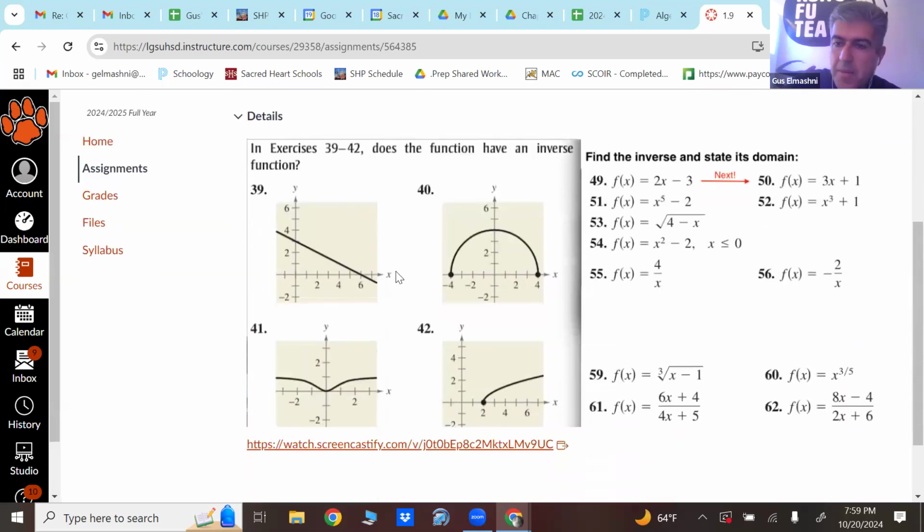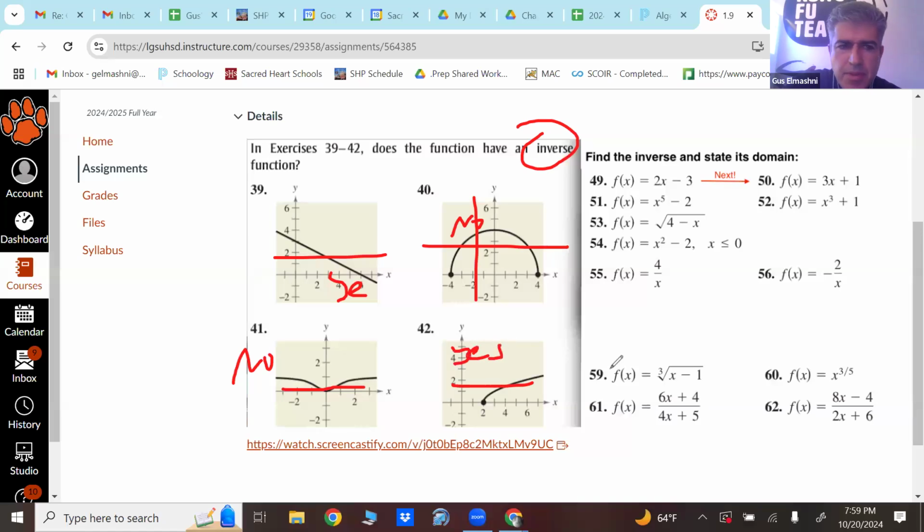Oh, wait, inverse. Yeah, there you go. Yeah, definitely I was correct in assuming that. So to be an inverse, it's got to pass the horizontal line test in addition to the vertical line test. So see how that fails the horizontal line test for 40 and 41. That's no. But those pass, those are each yes.